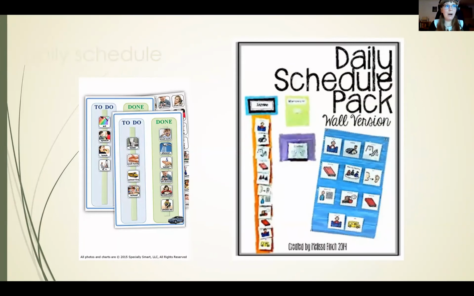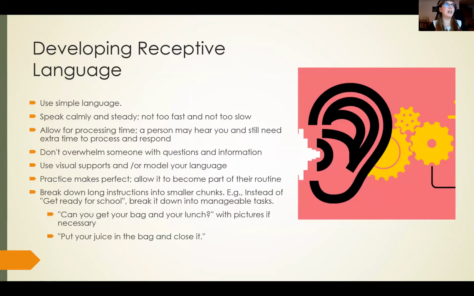You don't have to go and buy a daily schedule. If you have a laminator and a printer, you're good to go, and a bit of Velcro. You can make these as personal as you want them to be. And I always recommend that people actually take photos of the real life examples because it makes it more personal and more relevant to the child.